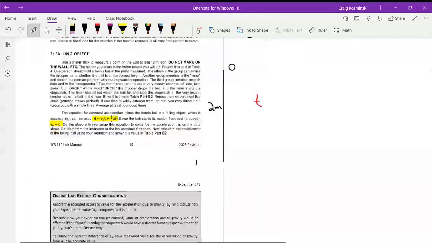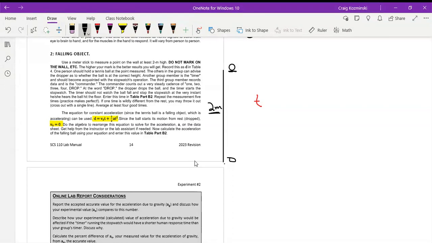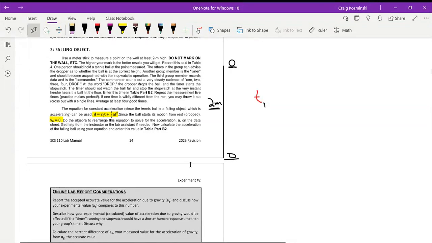In part 2 of part B, you're actually going to record the amount of time it takes for a tennis ball to fall a known distance of 2 meters. And so we will start the timer when the object is dropped, and then when the object reaches the bottom, we will stop the timer, and that will be your t sub 1. And you're going to do this, I believe, 5 times as well. And using these times, you're going to attempt to calculate the acceleration due to gravity and compare this to the known acceleration due to gravity. So that's what's happening in part A and part B of this week's experiment.